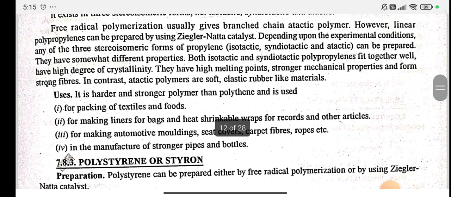Uses: it is a harder and stronger polymer than polythene and is used for packing textiles and food, for making liners for bags, heat shrinkable wraps for records and other articles, for making automotive moldings, seat covers, carpet fibers, ropes, etc. in the manufacture of stronger pipes and bottles.